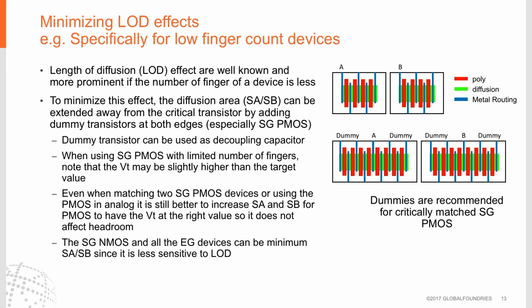When using the SG PMOS with a limited number of fingers, you should note that the VT may be slightly higher than the target value. Even when you're matching two SG PMOS devices or using a PMOS in an analog circuit, it's still better to increase SA and SB for the PMOS to have the VT at the right value so it doesn't affect your headroom. Now the SG NMOS and all the EG devices can be minimum SA, SB since they are less sensitive to the LOD effect.